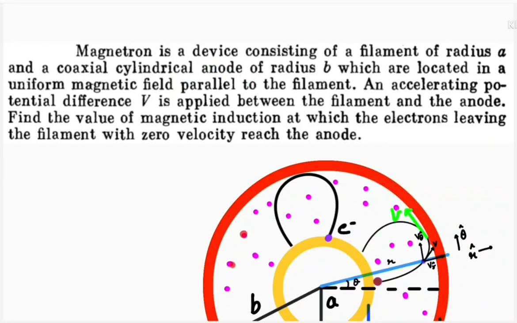A magnetron is a device consisting of a filament of radius a and a coaxial cylindrical anode of radius b, which are located in a uniform magnetic field parallel to the filament. An accelerating potential difference V is applied between the filament and the anode. Find the value of magnetic induction at which electrons leaving from the filament with zero velocity reach the anode.